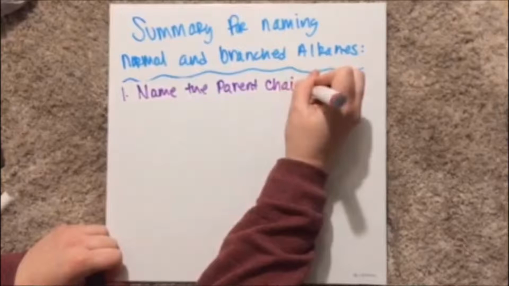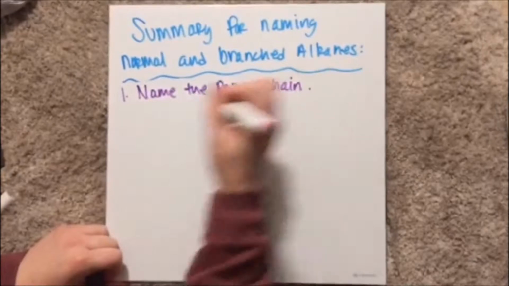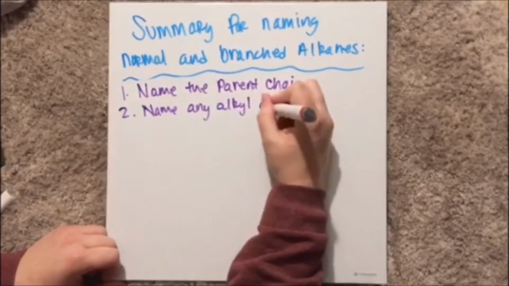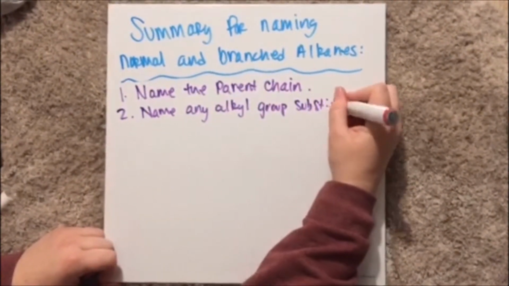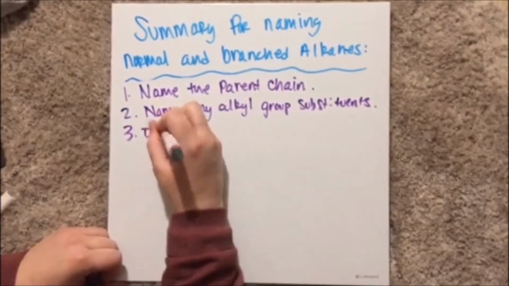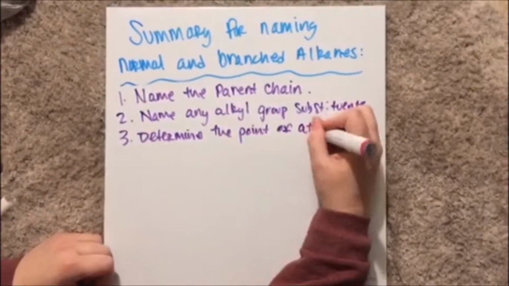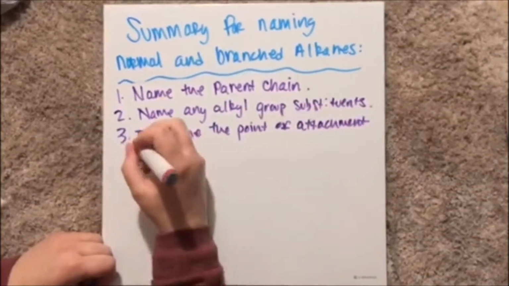Once you have determined how many carbons are in the parent chain, you're going to pair it with the prefix for naming and attach -ane at the end. The second step is to name any alkyl group substituents, which would include methyl or ethyl groups and so on. Step number 3 is to determine the point of attachment of the alkyl group or groups to the parent chain.